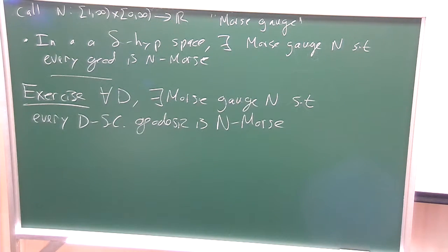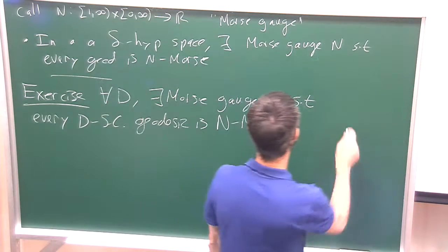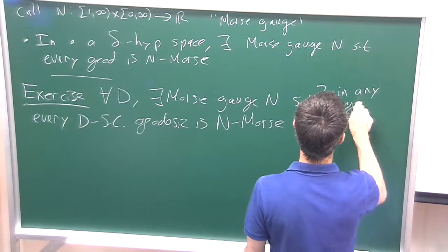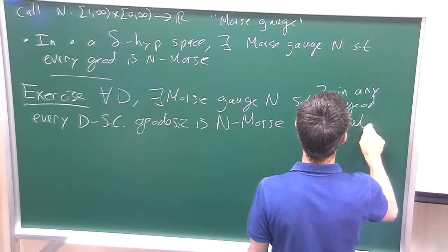Okay, so you give me a number d, I can cook up some function n like this with the property that any time you have a d strongly contracting geodesic, it also happens to be n Morse. Okay, and I want to emphasize that this is in any geodesic metric space.